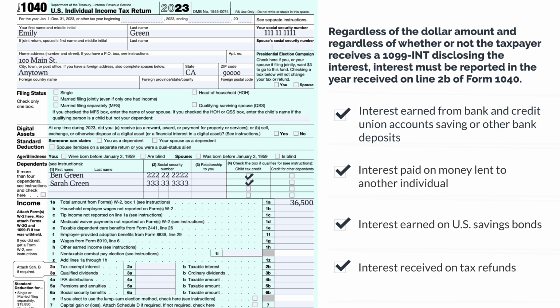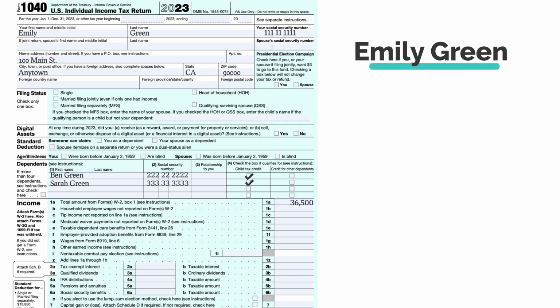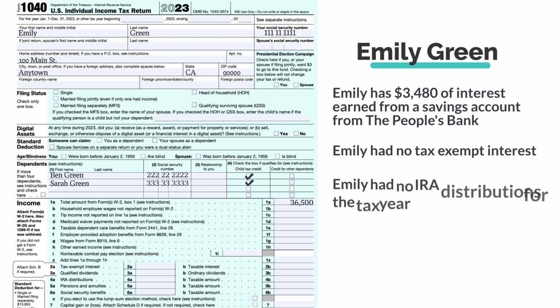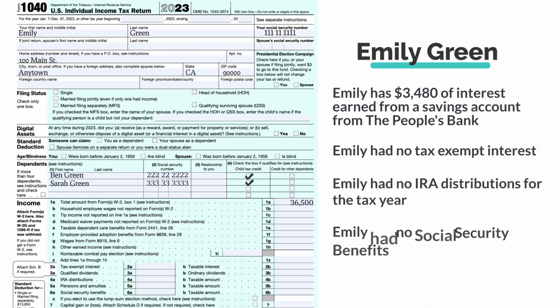From the information provided, we see Emily has $3,480 of interest earned from a savings account with the People's Bank. And so that's going to be entered here on line 2B. Because she received more than $1,500 in taxable interest income, she has to attach Schedule B.